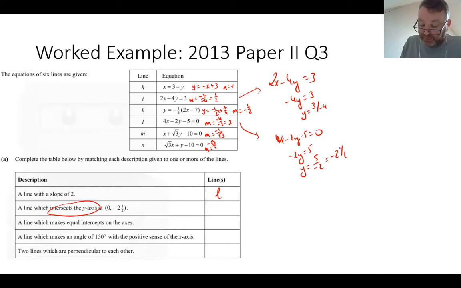Again, it's L. A line which makes equal intercepts on the axis. Now, equal intercepts would mean the following, that the number it passes through on the x-axis would be the same as the number it passes through on the y-axis. All right, so that means that any time you allow x equals 0, y must give you a value, but when you allow y equals 0, the x must be the same value.